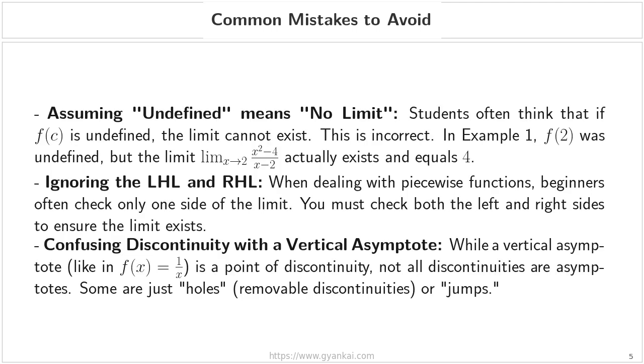Finally, be careful not to confuse every point of discontinuity with a vertical asymptote. While it is true that a vertical asymptote, such as the one found in the function f of x equals 1 over x, is a point of discontinuity, not all discontinuities behave this way. Some are simply holes, which we call removable discontinuities, and others are jumps. An asymptote is just one specific type of break in the graph. By keeping these distinctions in mind, you will be able to more accurately categorize the behavior of any function.